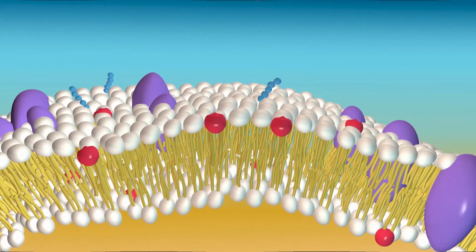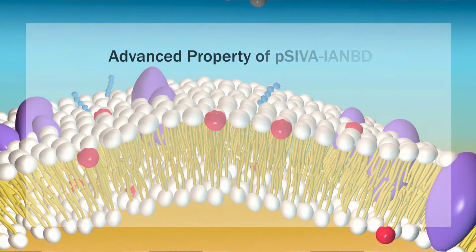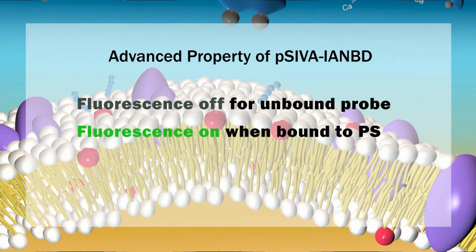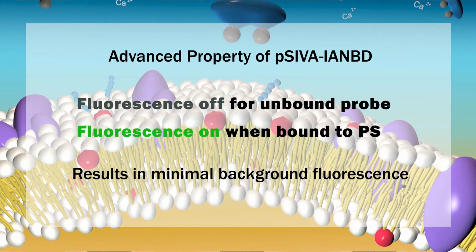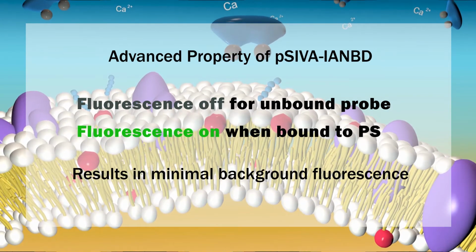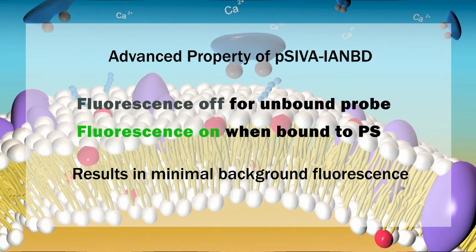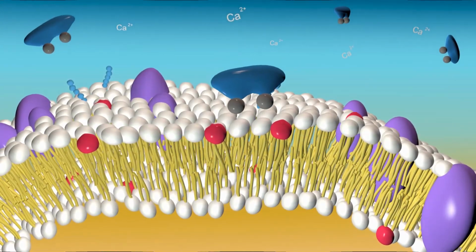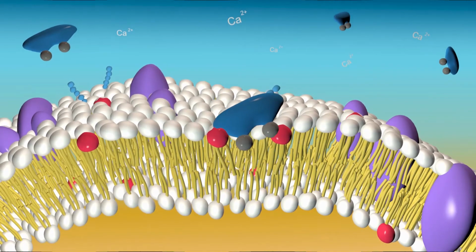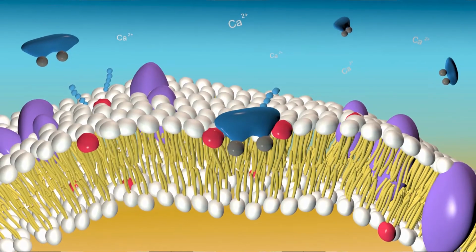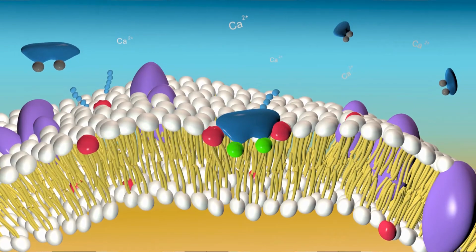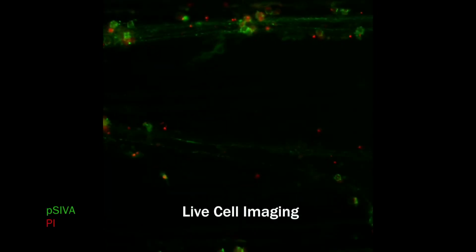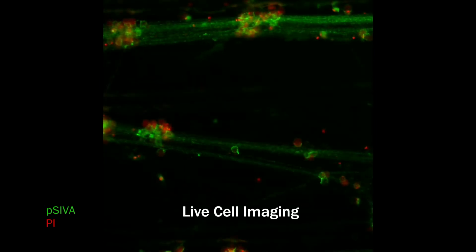When using the advanced Annexin 12-based probe pSIVA, there are no wash steps. This is because pSIVA, conjugated to IANBD, is a polarity-sensitive dye capable of on-off fluorescence. In solutions such as media, the fluorescence of pSIVA is off. However, when pSIVA is bound to exposed phosphatidylserine in the membrane, a nonpolar environment, it fluoresces. This novel property makes pSIVA ideal for tracking phosphatidylserine externalization in real time.